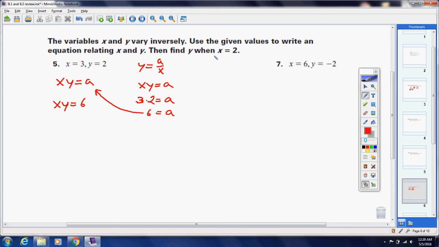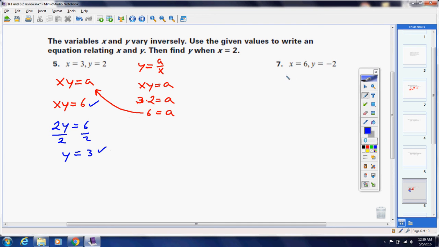Then it says find y when x equals 2. Well, let me just plug in 2 for x there. So 2y equals 6, and we divide by 2, get rid of that coefficient. So when x equals 2, y equals 3. There's our equation, and that's what y equals when x equals 2.